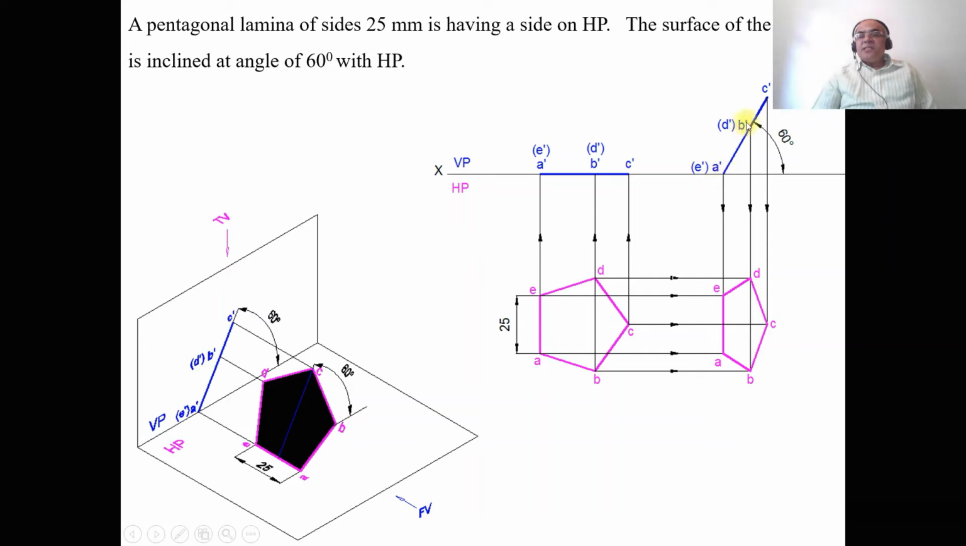Here A dash B dash, B dash C dash, C dash D dash and D dash E dash, all the sides are inclined to HP, so AB, BC, CD, DE are in apparent length, and A dash E dash is the line which is parallel to HP, so you are getting the true length in HP, and since it is perpendicular to VP, you are getting a point here. A dash E dash is on the horizontal plane.